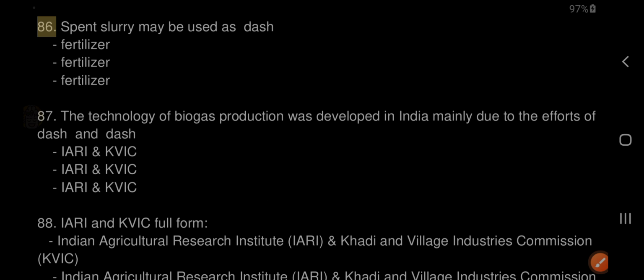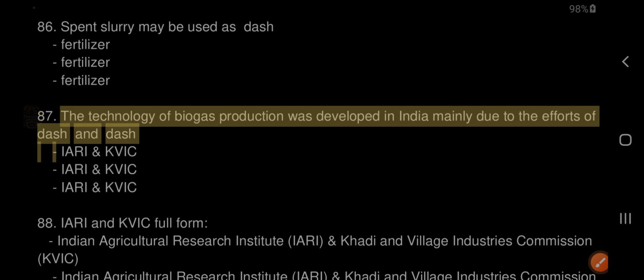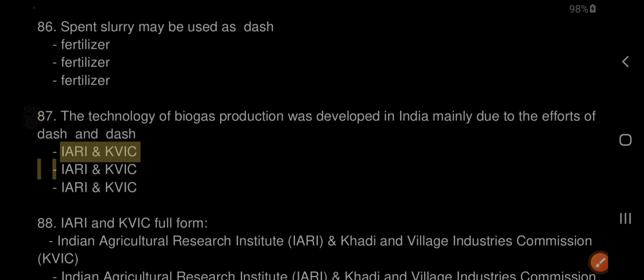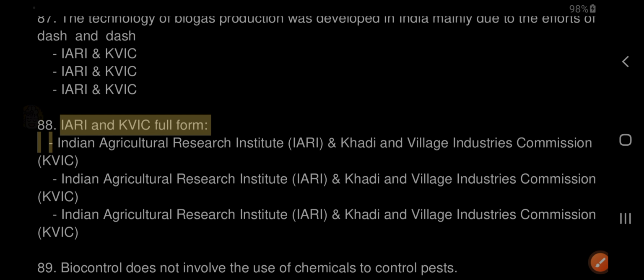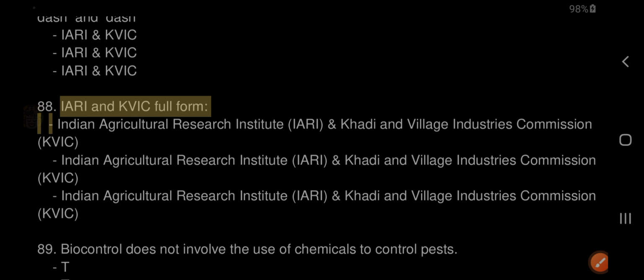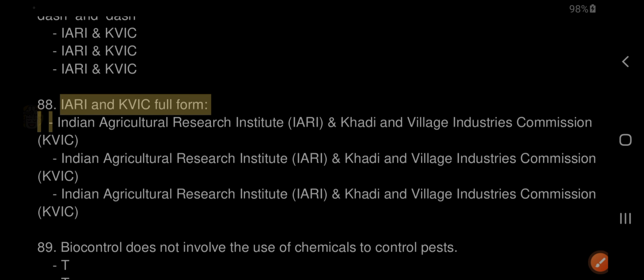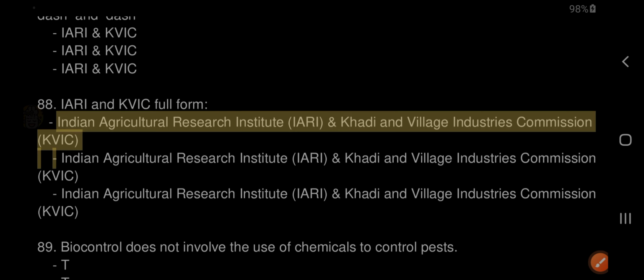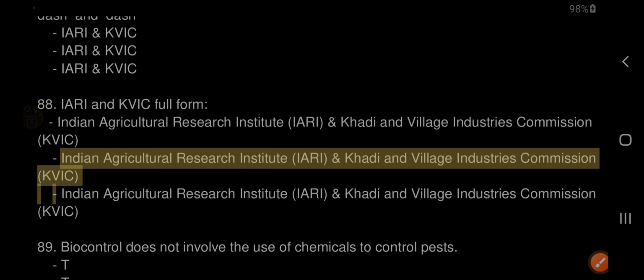86. Spent slurry may be used as dash fertilizer. 87. The technology of biogas production was developed in India mainly due to the efforts of dash and dash. IARI and KVIC. 88. IARI and KVIC full form: Indian Agricultural Research Institute, IARI, and Khadi and Village Industries Commission, KVIC.